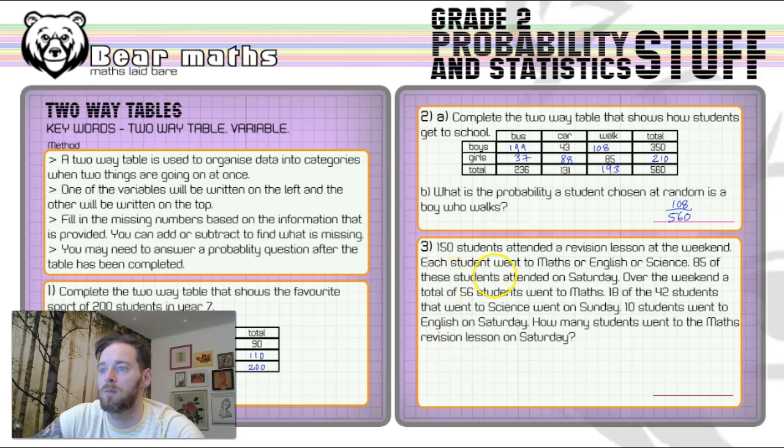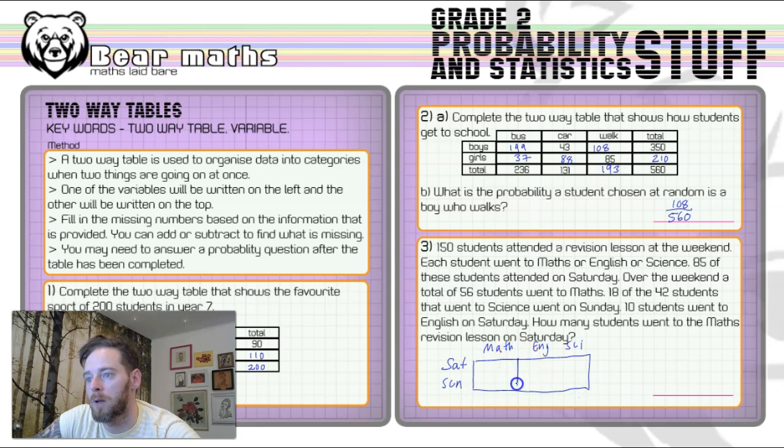Okay, what are the variables here? The variables are the days and the subjects. So we've got Saturday and Sunday as the days because it's the weekend. So I'm going to put Saturday and Sunday down the left hand side. Then I'm going to put the subjects. We've got maths, English and science, and then I'm going to draw a little table. Then we can just put the totals below and at the end. So total can go underneath here, total can go at the end here, and then there's our grand total here of everything that it all adds up to. So 150 is what that is.